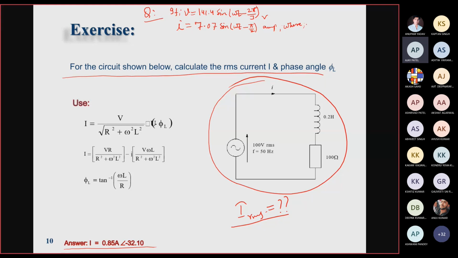where omega is equal to 314 radian per second. Then first part is draw the phasor diagram of the circuit. Second is use polar notation to calculate the impedance with phase angle.